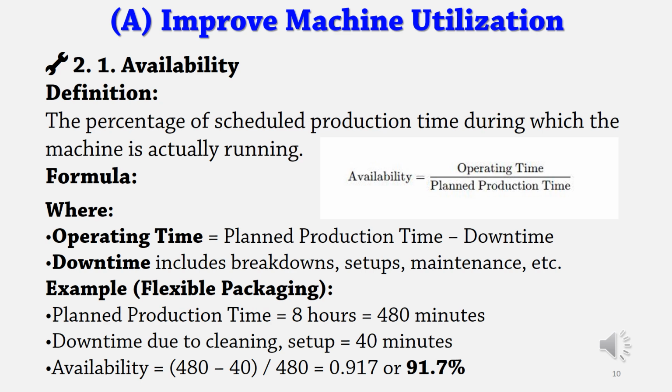Here is an example. Plant production time is 8 hours, that is 480 minutes. Downtime due to cleaning, setup is 40 minutes. So availability is 480 minus 40 divided by 480, that is 91.7%.